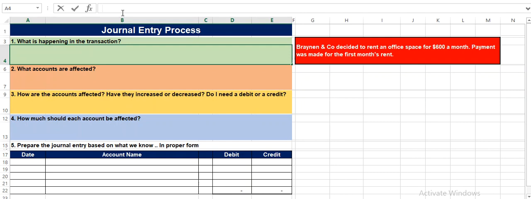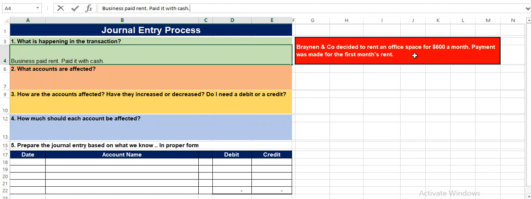Well, what did the business actually do? One thing the business did is make a payment. They paid rent. And so that's one thing I can put here. Business paid rent. Did the business do anything else? Well, we can say that they paid it with cash, because they spent $600 for the month. And so that was paid with cash.